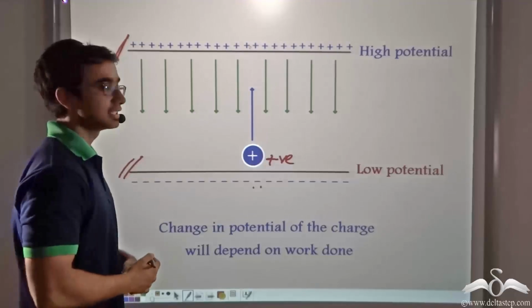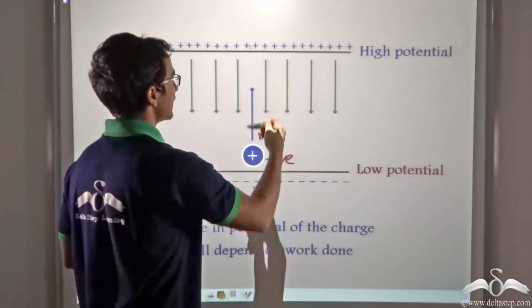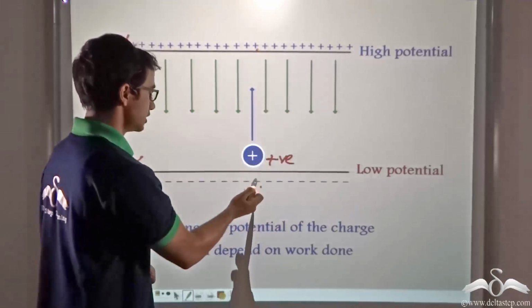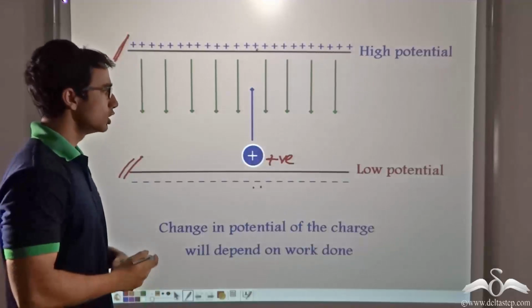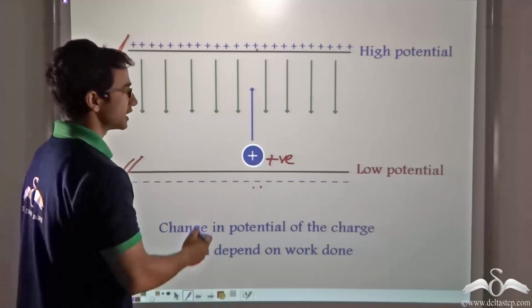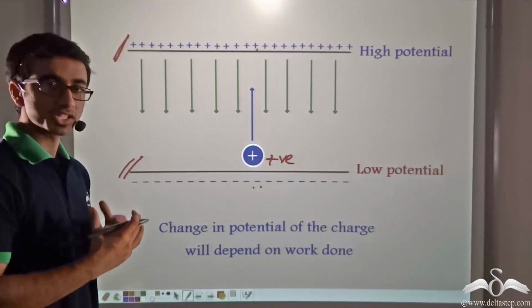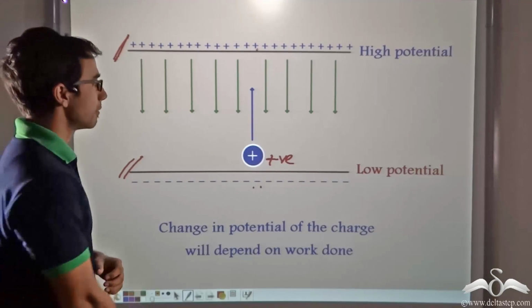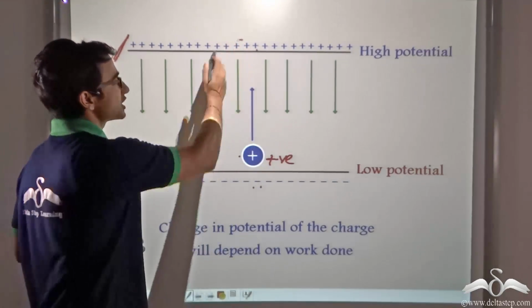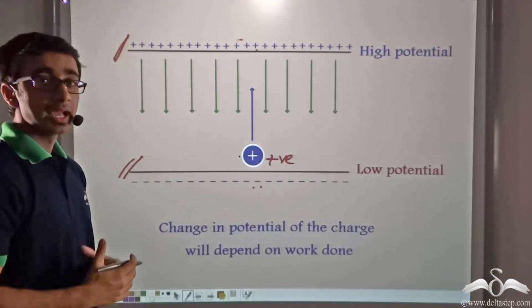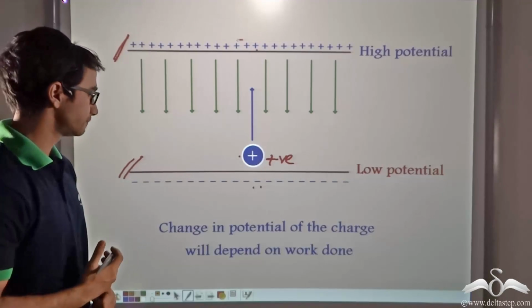And as you can see, the direction of the electric field lines is from the positive plate to the negative plate. So when I want to move the positive charge towards the positive plate, there will be a certain amount of repulsion taking place. Why? Because this charge and these charges are like one another, and we know that like charges repel.